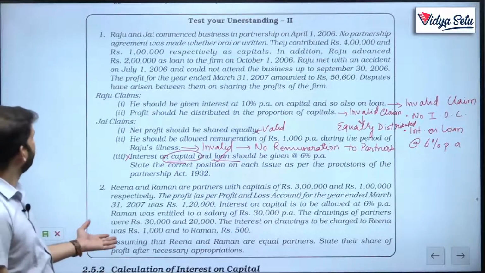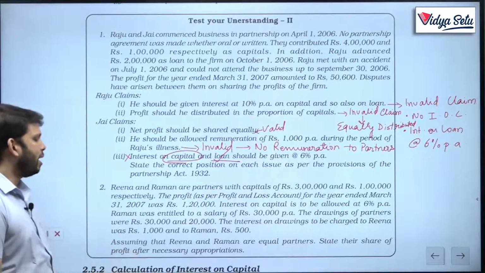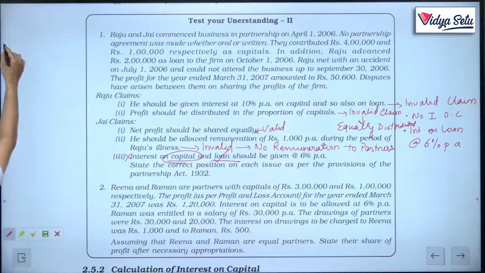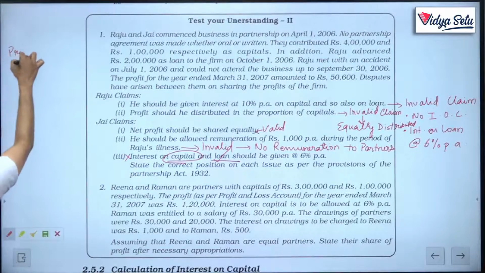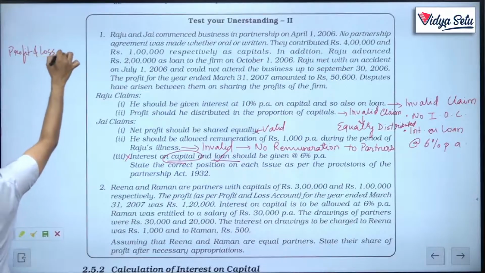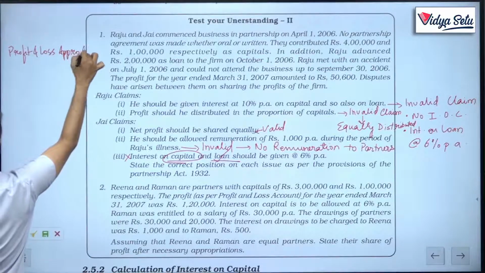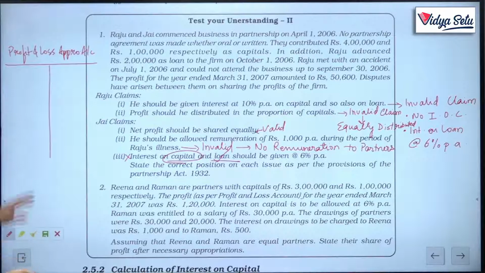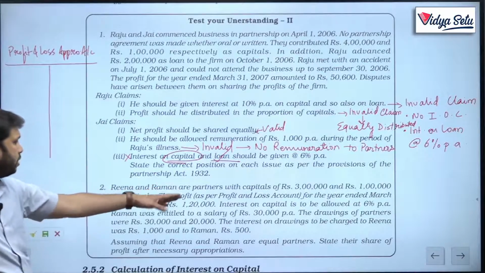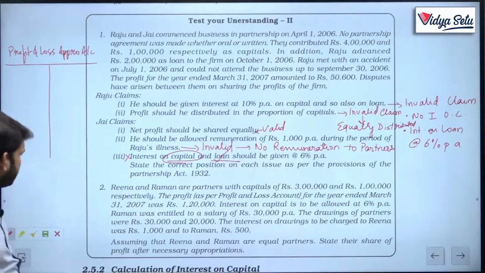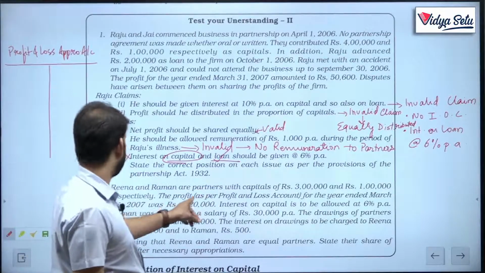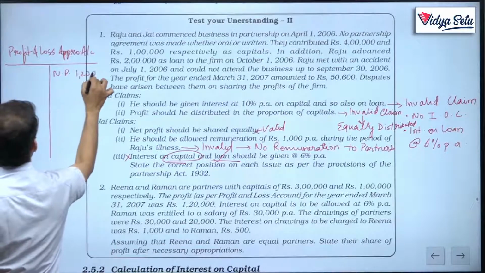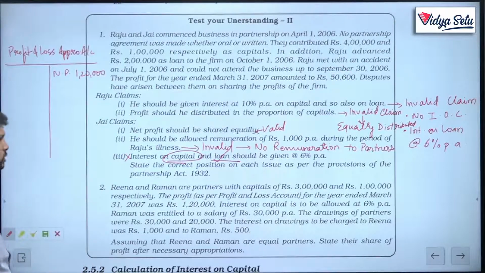So, guys, what we need to do? We just need to make a small P&L appropriation account. That's it, and we'll get how much profit one will get. So, I'll just make the P&L appropriation account here. I am not making a formal account, I am just writing the figures over here. How much is the net profit? Net profit was 1,20,000.